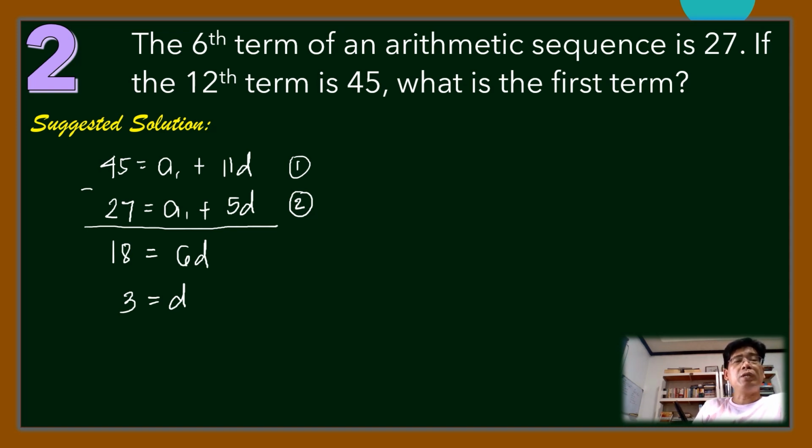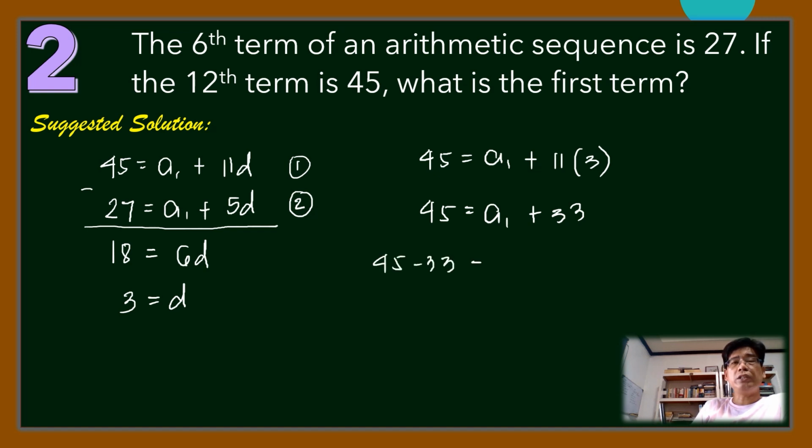Let us use equation 1 to solve for the first term. We have 45 equals a sub 1 plus 11 times the common difference, which is 3. So we have 45 is equal to a sub 1 plus 33. Then we have 45 minus 33, using addition property of equality. We get a sub 1 is equal to 12.